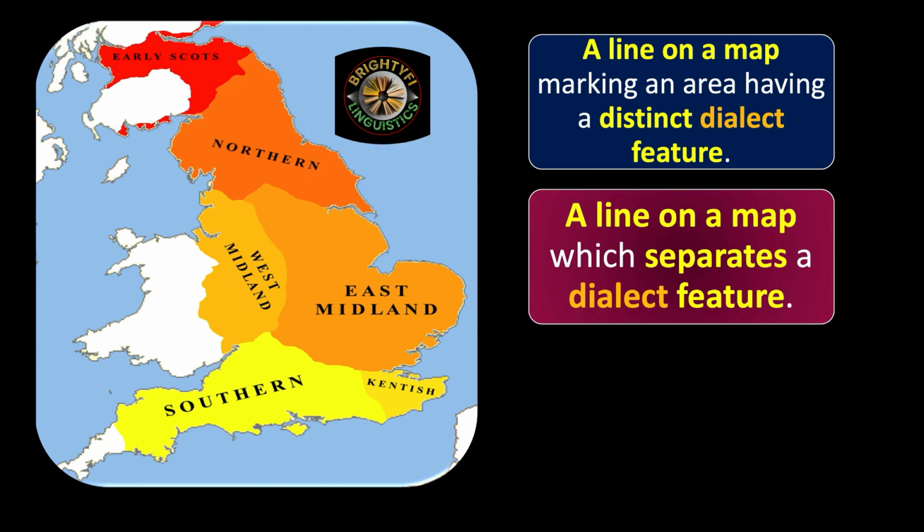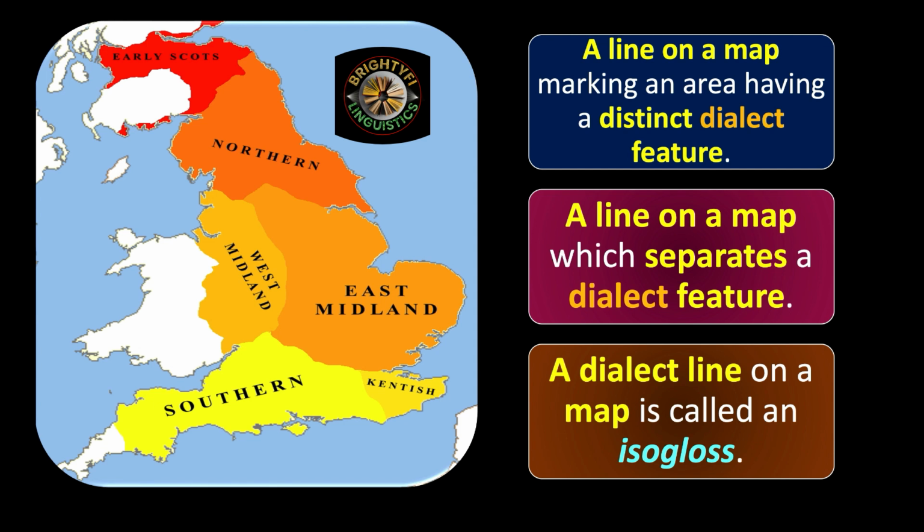A line on a map which separates a dialect feature. The same idea, but in another way. We have another way of expressing the same thing: a dialect line on a map is called an isogloss. We have this dialect line. You can see this is the dialect line.